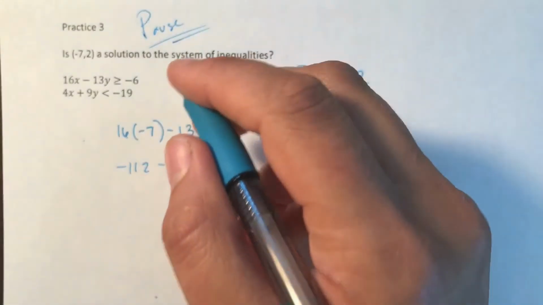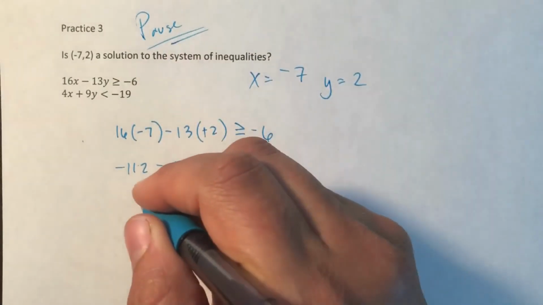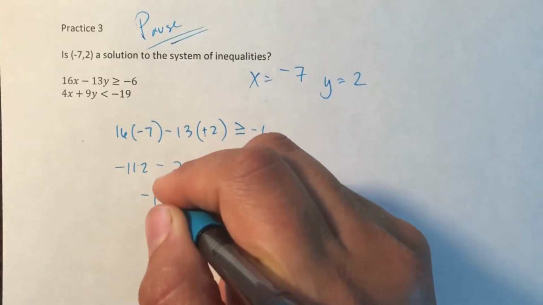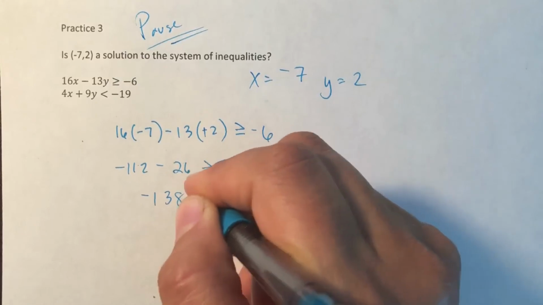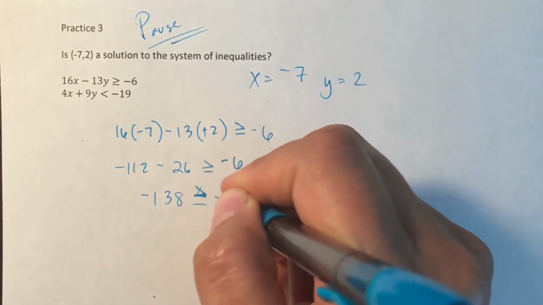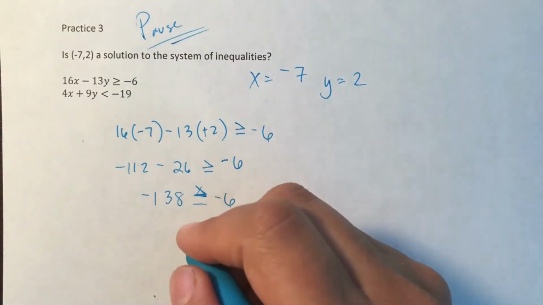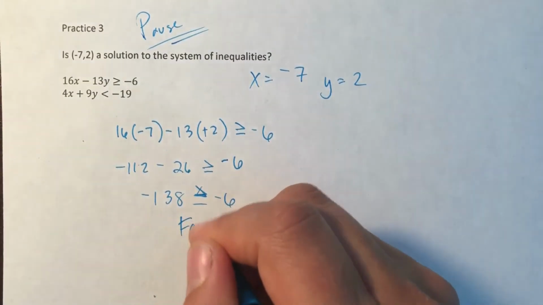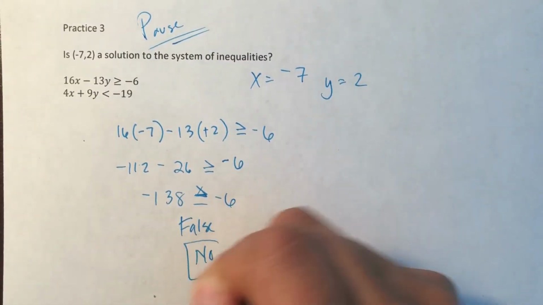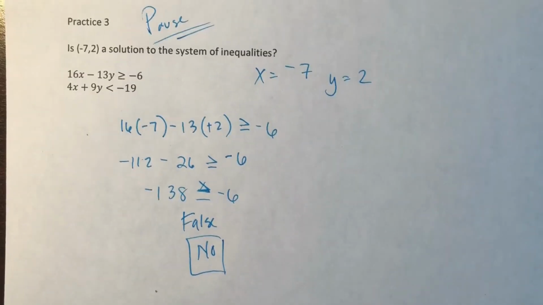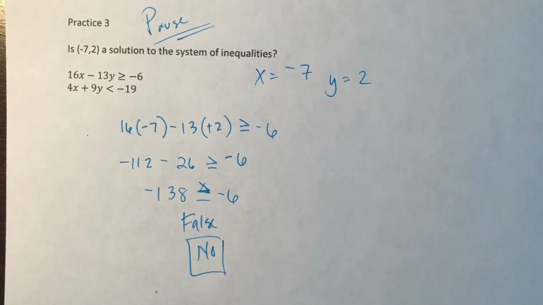Negative 112 minus 26 is going to be negative 138. And that is going to be a false statement. So we already know without even doing the second equation that this is not going to be a solution. Negative 7, 2 is not a solution to these two inequalities. So there'll be a lot of work to show for this section, but it's pretty straightforward. Just make sure you pay close attention to your math.